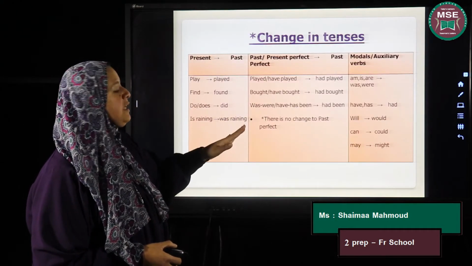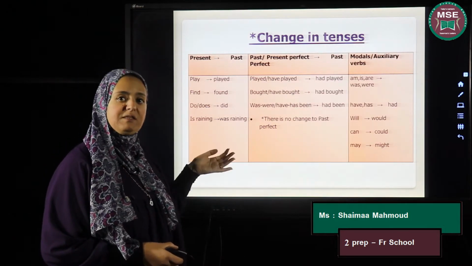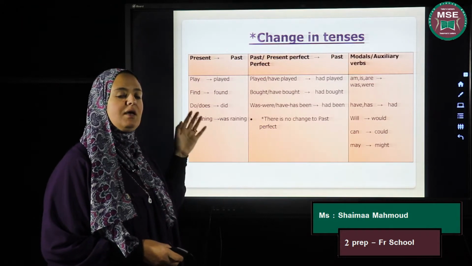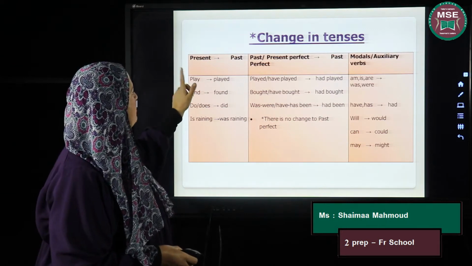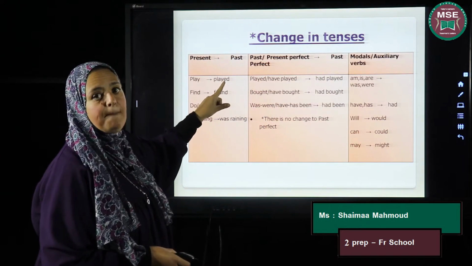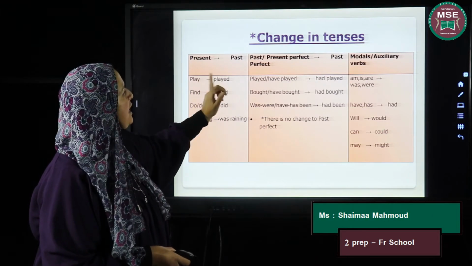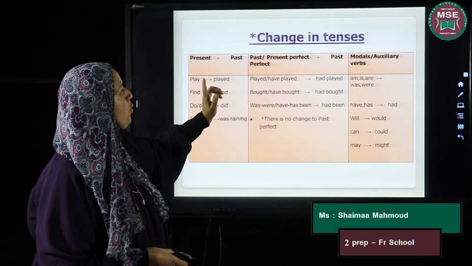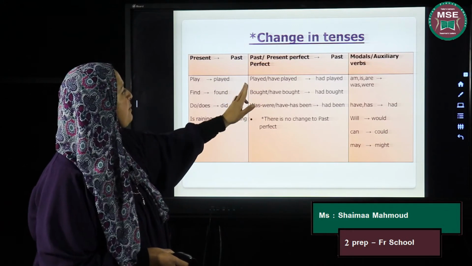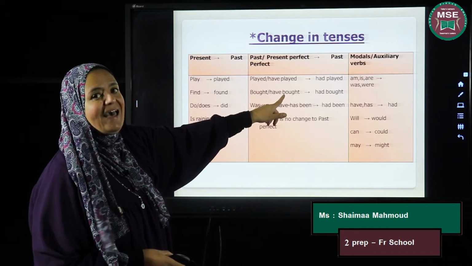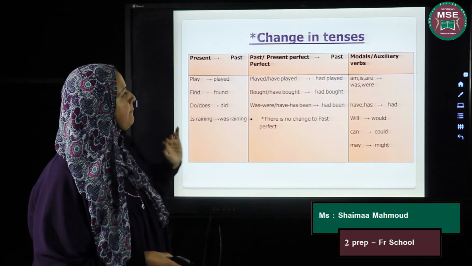These are some changes I use when I convert my sentence from direct speech to indirect speech or reported speech. For example, if the verb is in the present, I put it in the past. If I have the verb play, I make it played. If my verb is in the past or the present perfect, I change it into past perfect. So if my verb is played, it would be had played. If my verb is have played, it would also be had played.